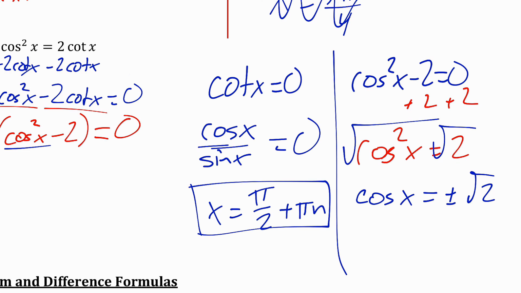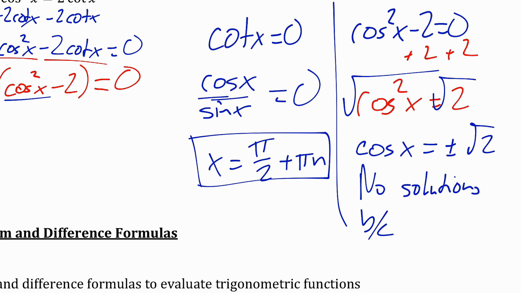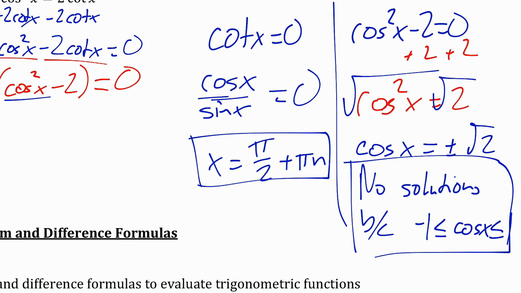So technically, there are no solutions that make this true on that part, because our cosines have to be between negative 1 and positive 1. So there's no solutions for that part. So the only solutions that work are pi over 2, 3 pi over 2, 5 pi over 2, all those coterminal angles.